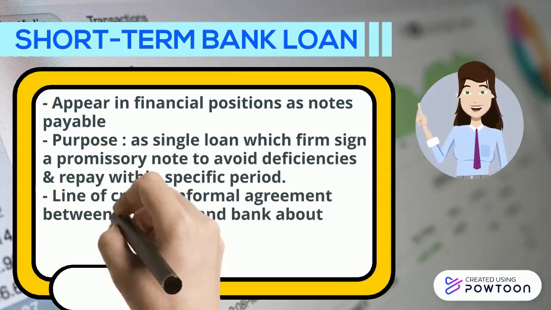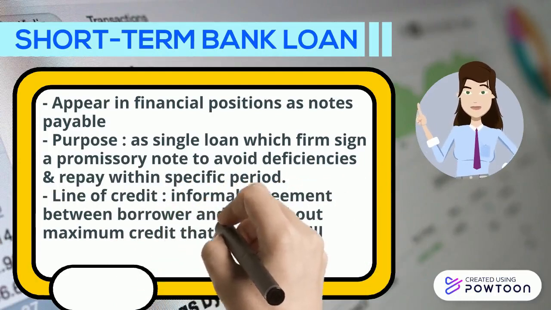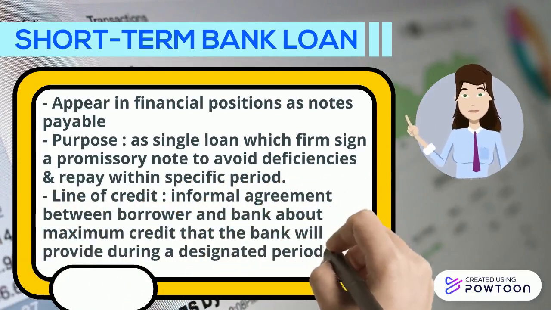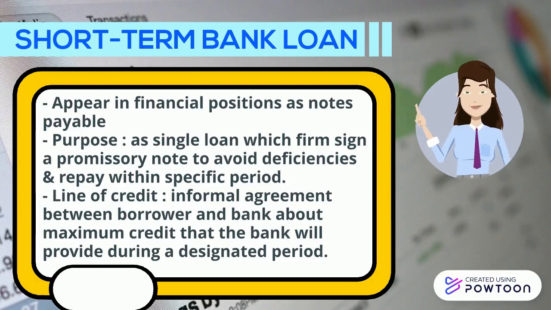On the contrary, the other way of granting a loan is a line of credit, which is an informal agreement between the borrower and the bank about the maximum credit that the bank will provide during a designated period.